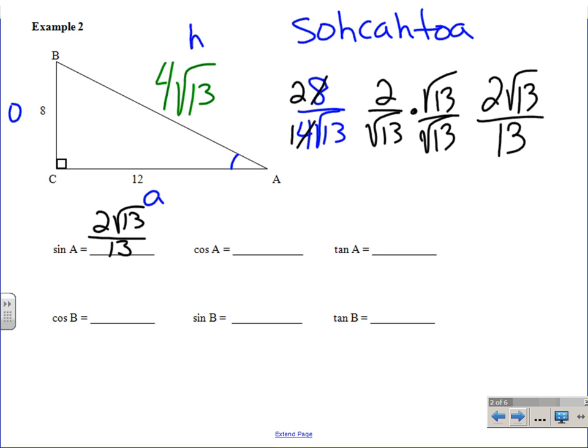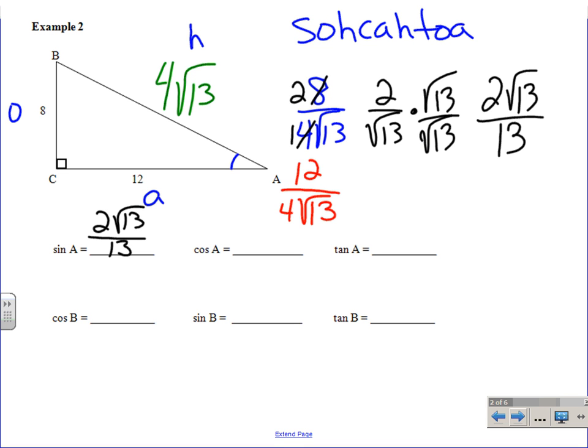Now, don't think just because there's a radical in it that they're all going to be this hard and you have to do all this conjugate. So maybe in red we will do cosine of A so that you can see the work there, and I'll leave it up there for you. Cosine of A, according to SOHCAHTOA, is adjacent over hypotenuse, right? Adjacent is 12. Hypotenuse is unfortunately 4 square root of 13 again. But very nicely, this one does simplify first.